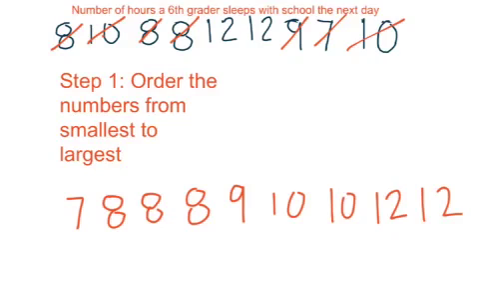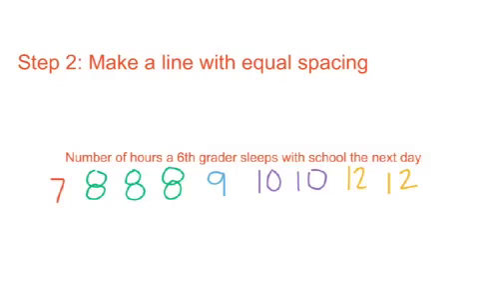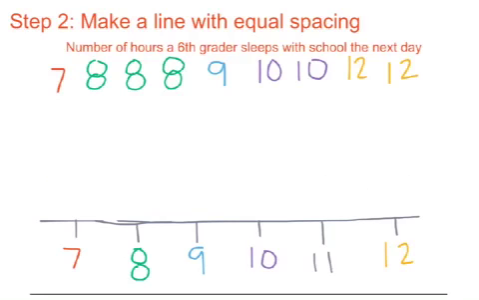Our next step in creating a dot plot or line plot is to draw a line and tick marks to represent our data. Here is a line with equally spaced tick marks. We put a tick mark in for 11 even though we don't have any data points, just to keep the spacing consistent. Now we have to put in the dots to represent each student who sleeps that much when they have school the next day.